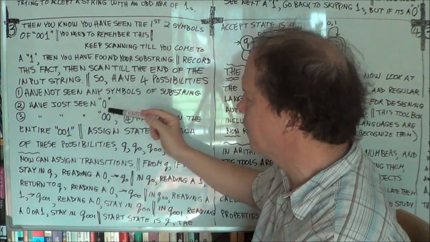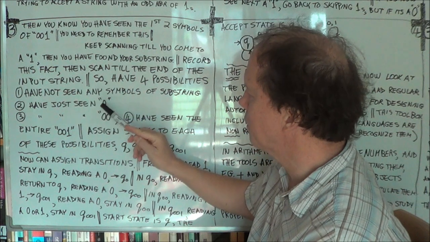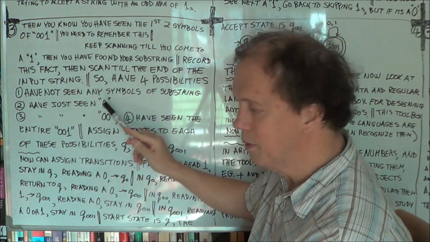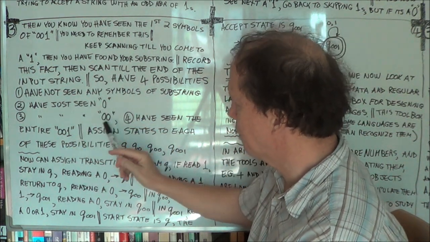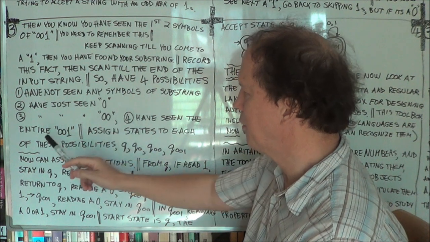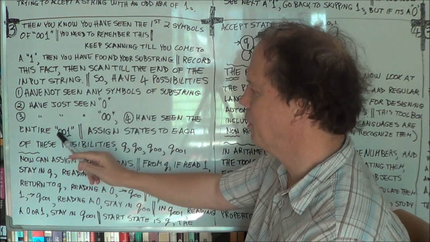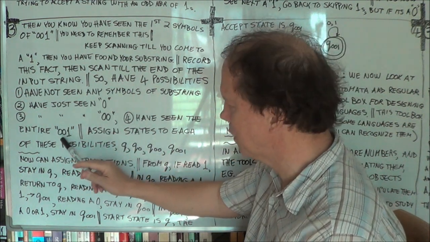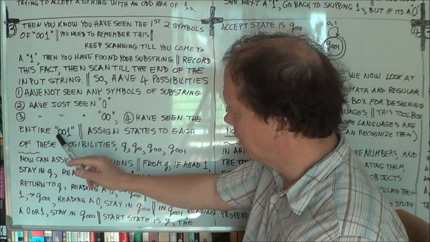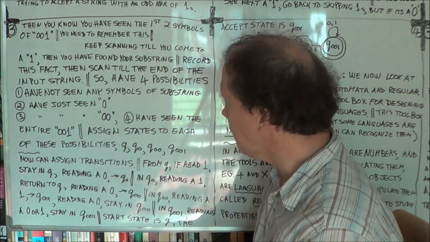Now, what I've just been saying: we'll have a state that corresponds to you found the first 0. We'll have another state that corresponds to we found the second 0, and we'll have a third state that corresponds to we found the third symbol, which is a 1. So we've found 0, 0, 1.